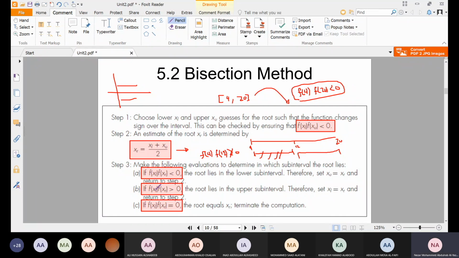If I evaluate the lower bound multiplied by the midpoint and I find this equals 0, here I will terminate my computing. I will stop here because f of r is exactly the root that I'm looking for.